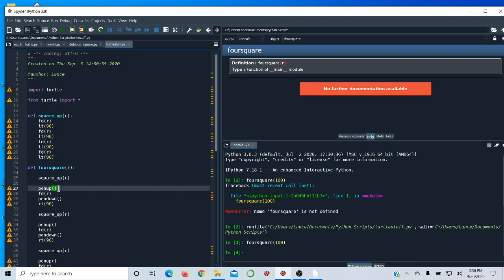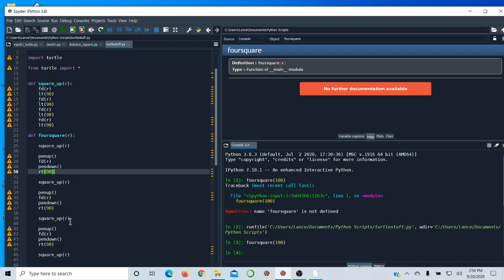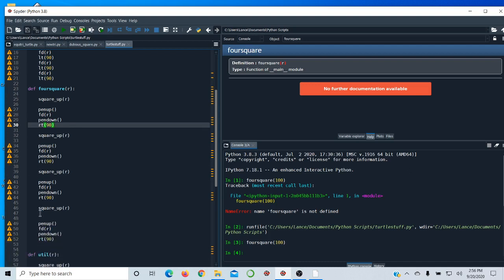So we do pen up. Think of the turtle lifting his pen off the paper, and then forward distance R, and then pen down, and then rotate 90 degrees, and then you're doing the same thing all over again from here, and from here, and from here. Okay, well, that's kind of messy typing all that over and over again.